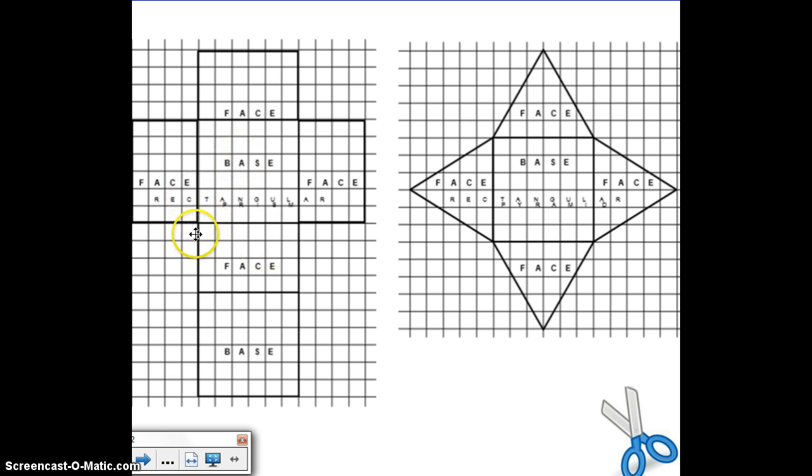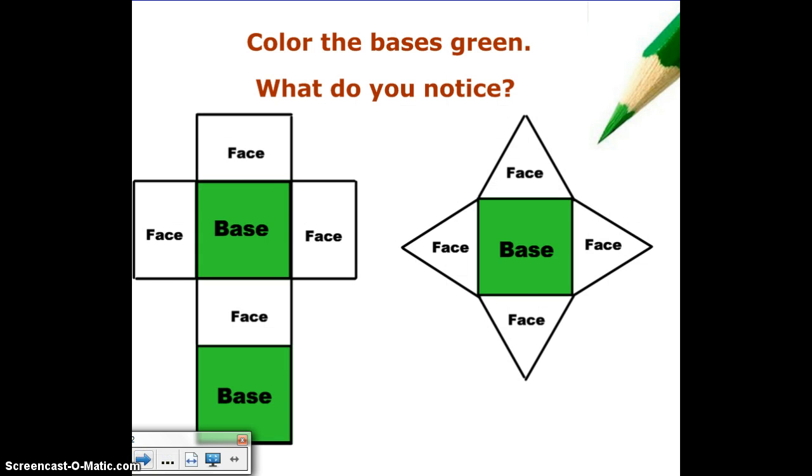We notice that the base is 1, 2, 3, 4, 5, 6 wide, and 1, 2, 3, 4, 5, 6 in height. So the base and height of our rectangle here is 6, and the base here is 1, 2, 3, 4, 5, 6, and a height of 1, 2, 3, 4, 5, 6. As we color the bases green, take a moment to think about what you notice.